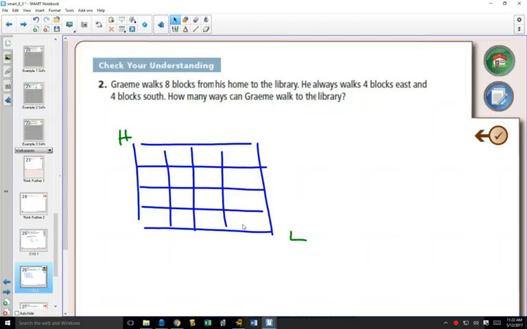And he always walks 4 blocks east and 4 blocks south. So, for example, he could go this way: 4 blocks east, 4 blocks south, and get to the library. Okay? Now, I want you to count them as I do them. So that's one possibility.